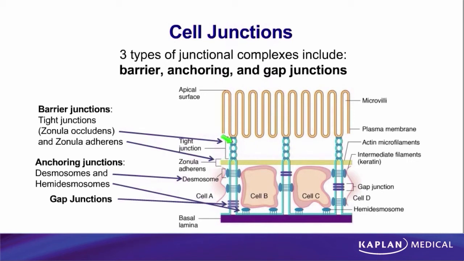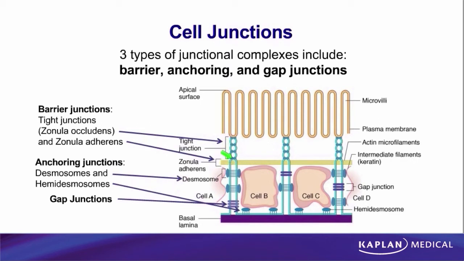Okay? Those two kinds of junctions will always be seen together, with the tight junction of the zonular occludens being closer to the lumen and the zonular adherens being the one further from the lumen. They're going to be found side by side like that. And we'll take a look at what that looks like on an electron micrograph in a few moments.